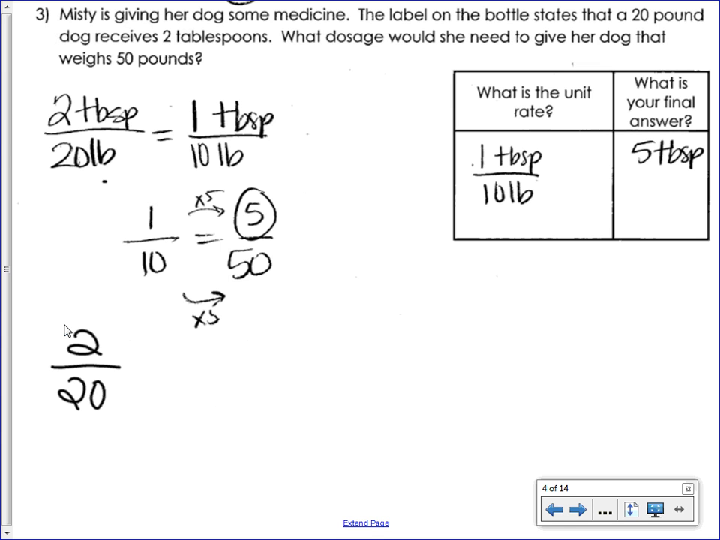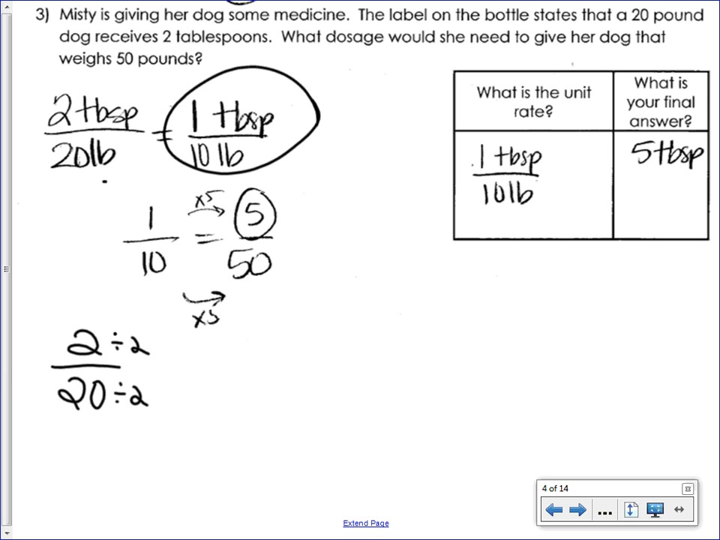So I have 2/20. Is there a number that goes both into 2 and 20 evenly? Andrew? 2 is correct. So I'm going to divide the 2 and the 20 by 2. And that's where I get the 1 tablespoon for 10 pounds. So for every 10 pounds, you get 1 tablespoon.